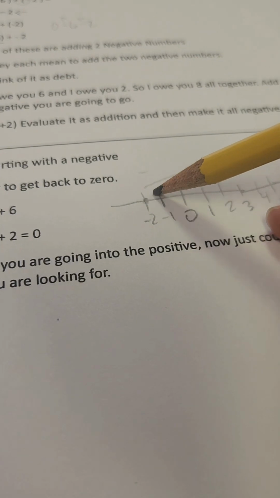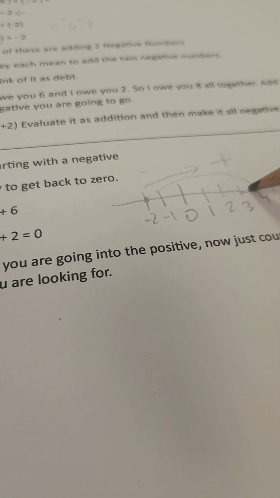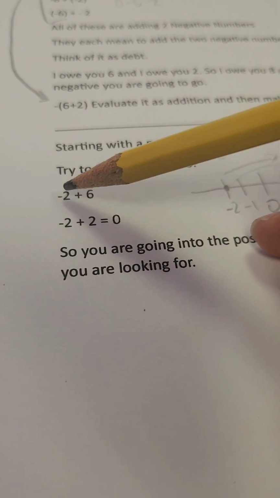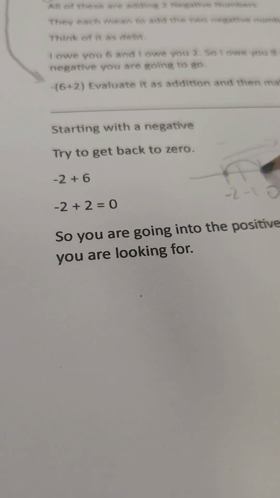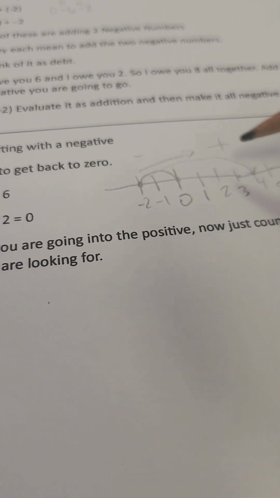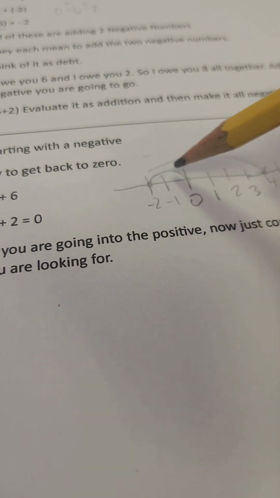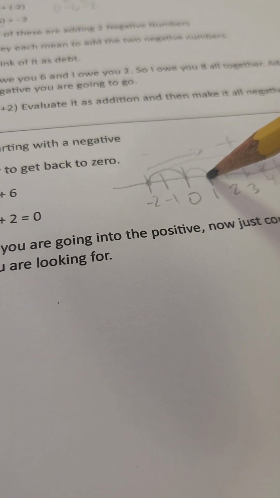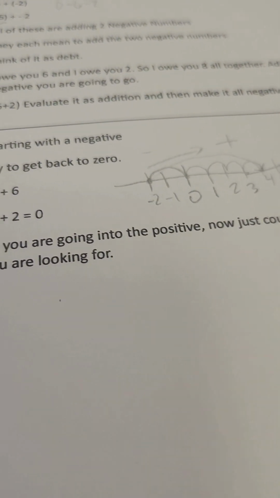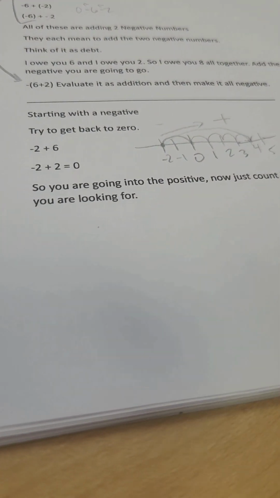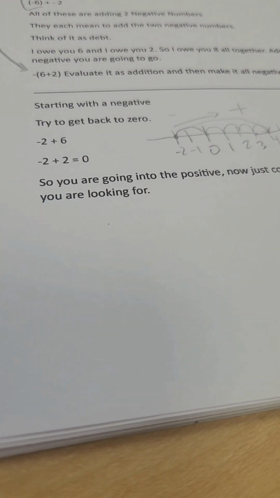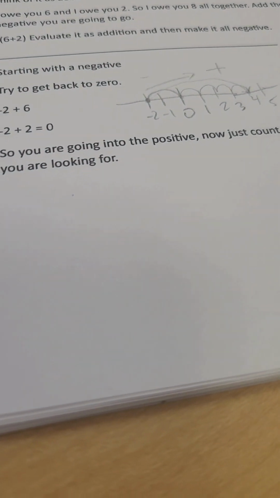But here's what I tell them in their head, it's not always as easy, because from negative 2, how do I get back to 0? I had to add 2. Well, then how many more do I have to add to get to the number? Add 2, 3, 4, 5, 6. So now you're going into the positive and you just count how many to add to get to what you're looking for. Okay, so I hope that helps.